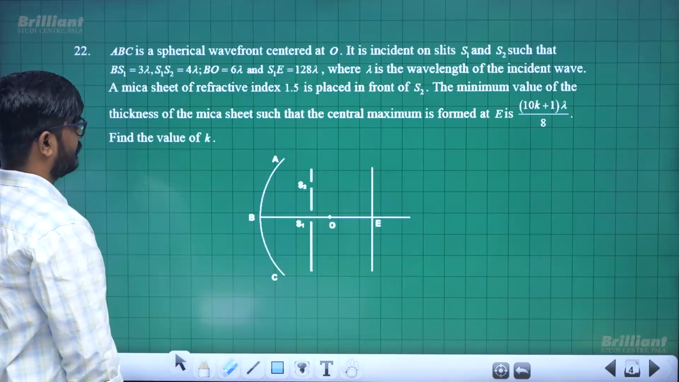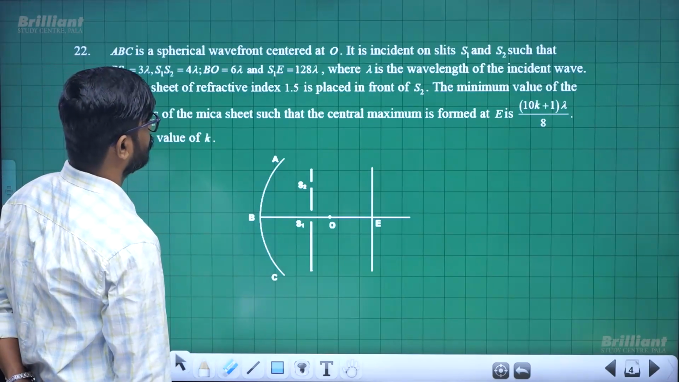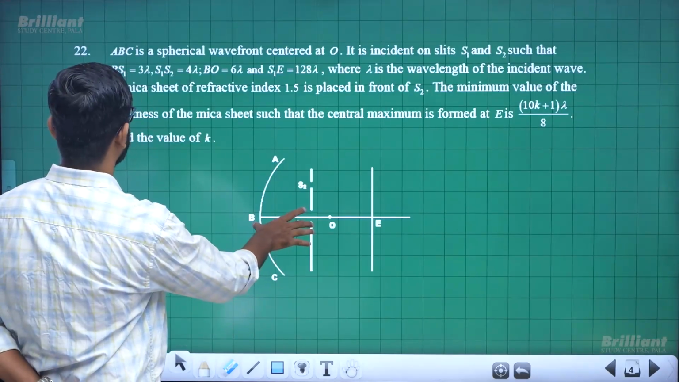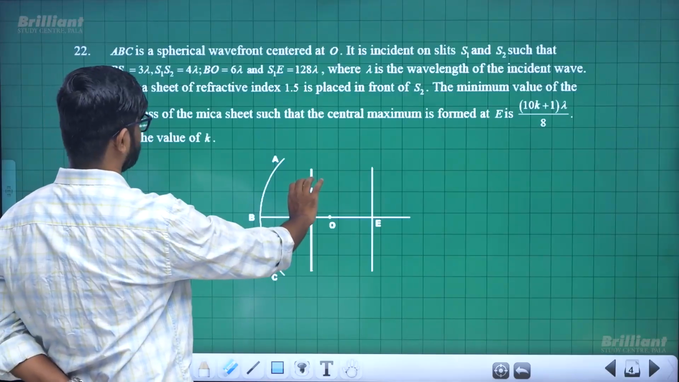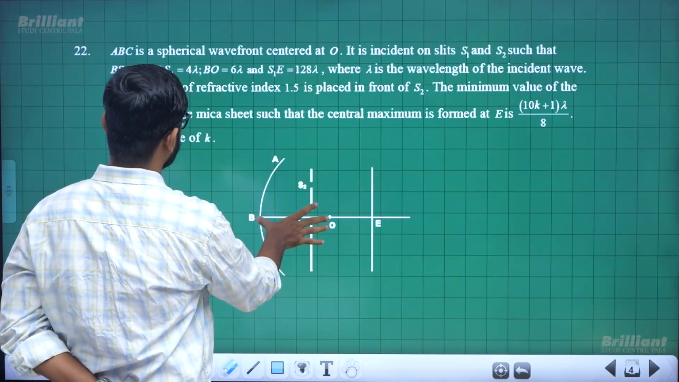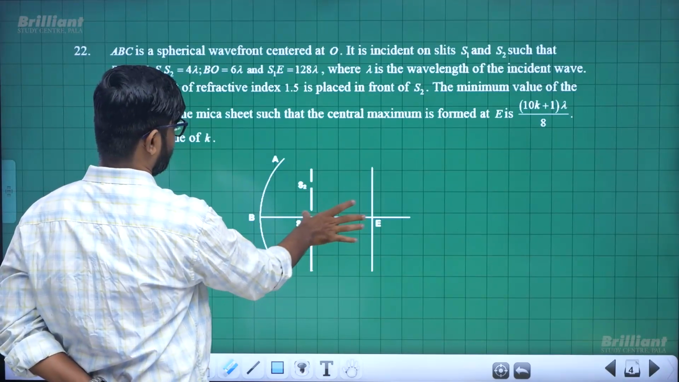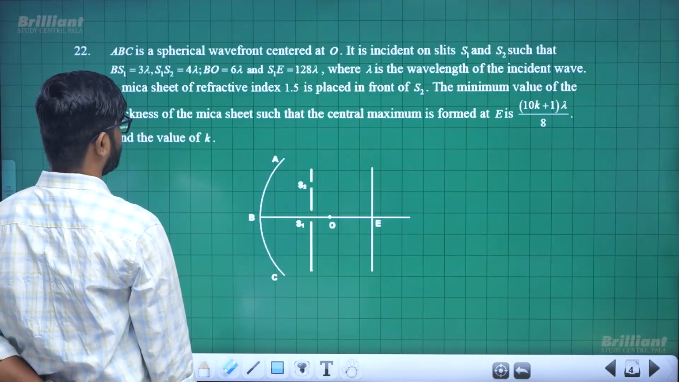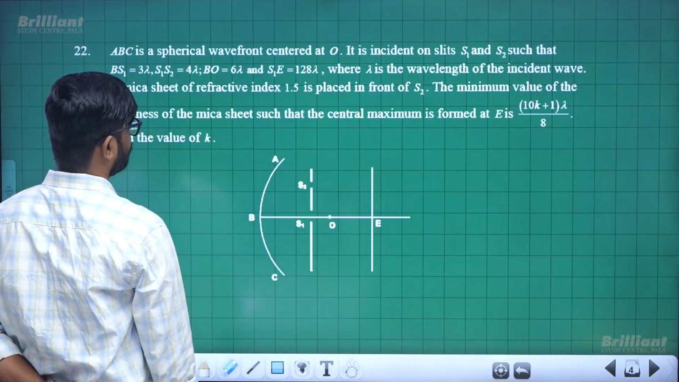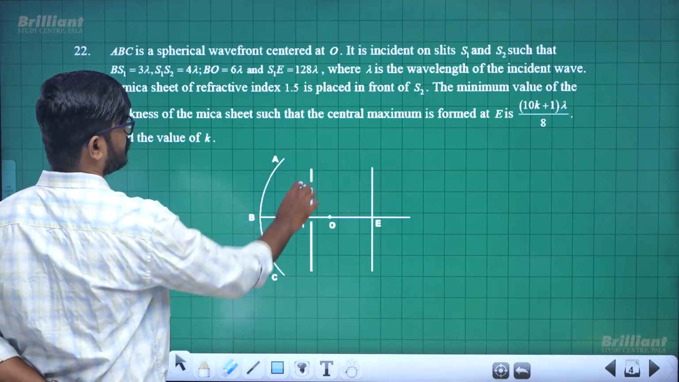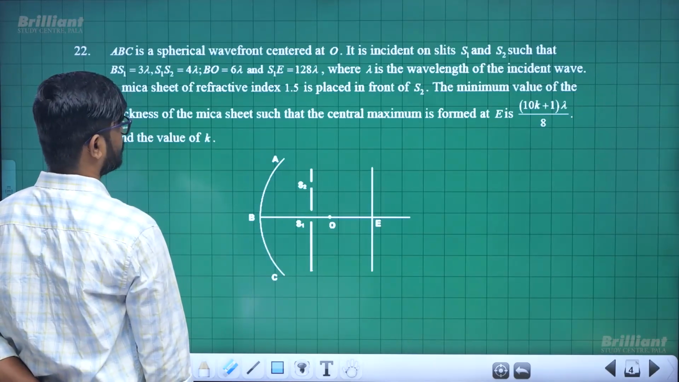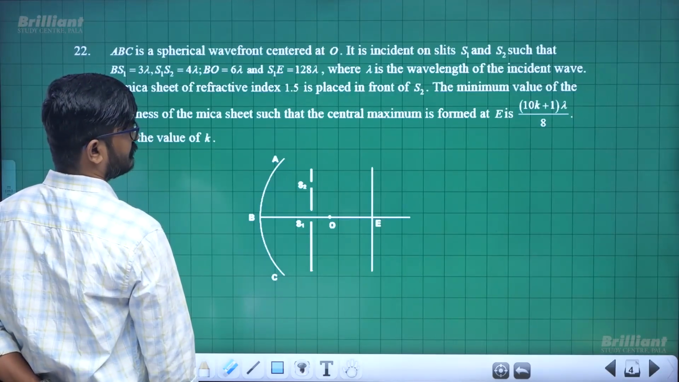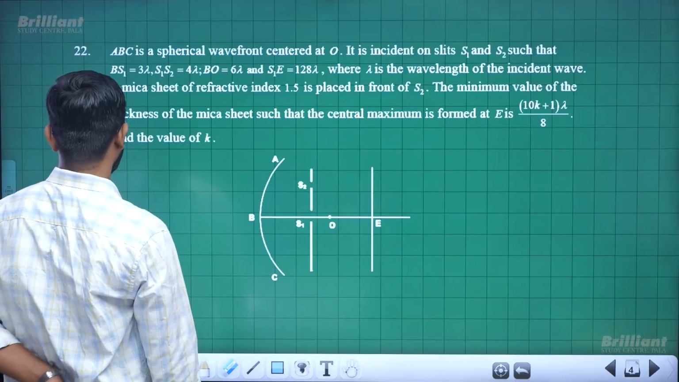ABC is a spherical wavefront centered at O. It is incident on slits S1 and S2 such that BS1 is given as 3 lambda, S1S2 is given as 4 lambda, B1O is given as 6 lambda, S1E is given as 128 lambda, and a mica sheet of refractive index 1.5 is placed in front of S2. The minimum value of the thickness such that central maxima is formed at E is... I think it's not a minimum value, it's only one value.